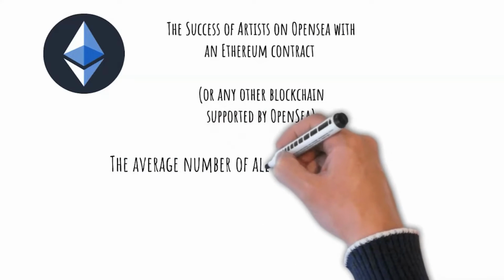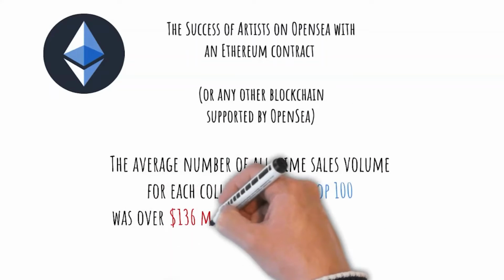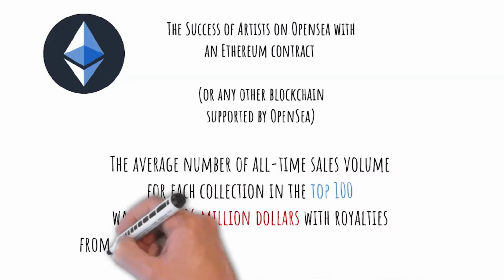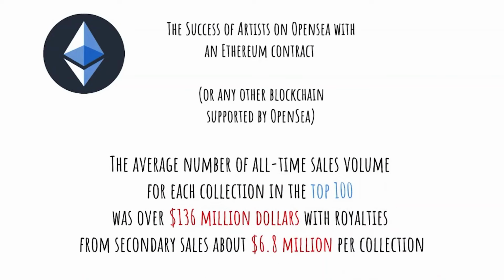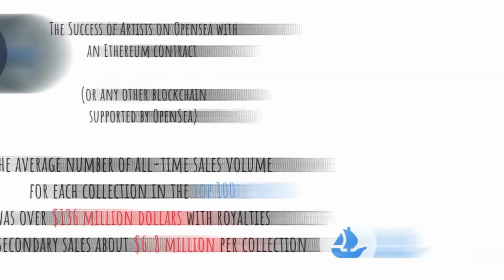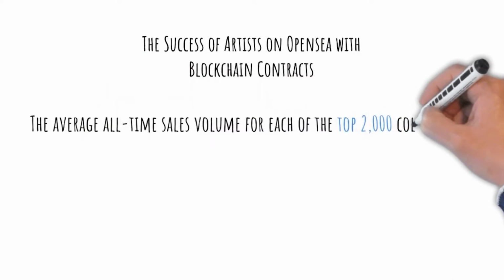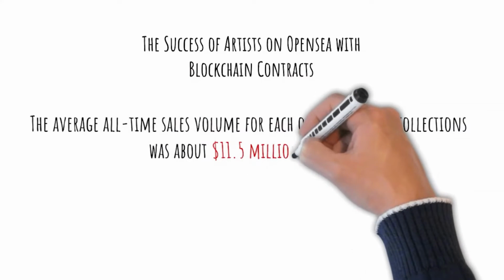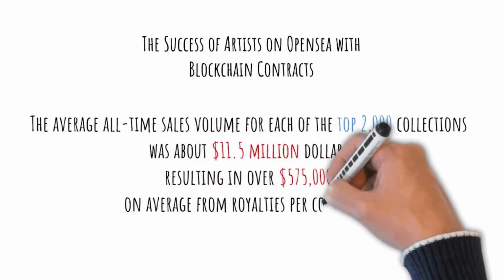And by the time we assembled all the stats for this video, the analytics, the average all-time sales volume for each collection in the top 100 was over $136 million, with royalties from secondary sales of about $6.8 million per collection. That's right. The average all-time sales volume for each of the top 2,000 collections was about $11.5 million, resulting in over $575,000 on average from royalties per collection.